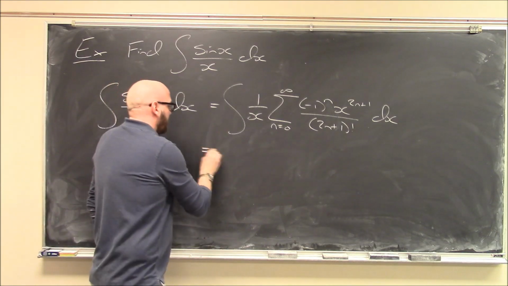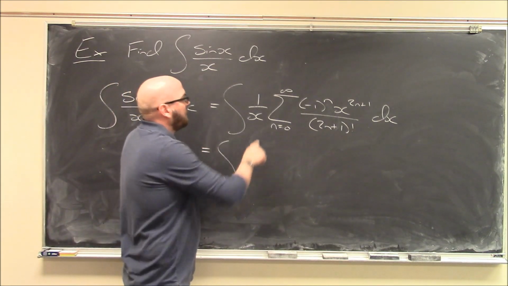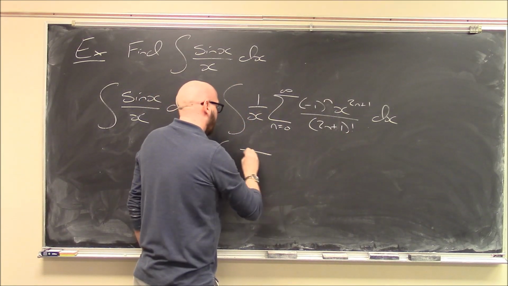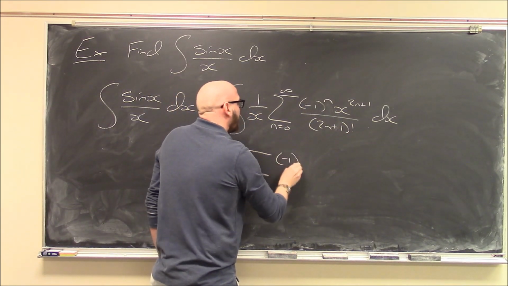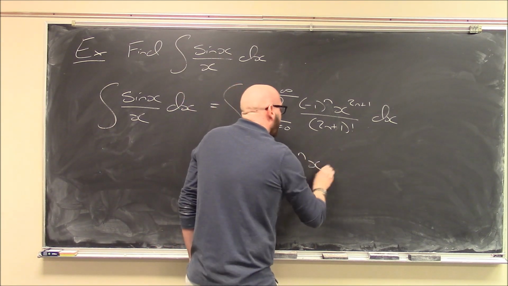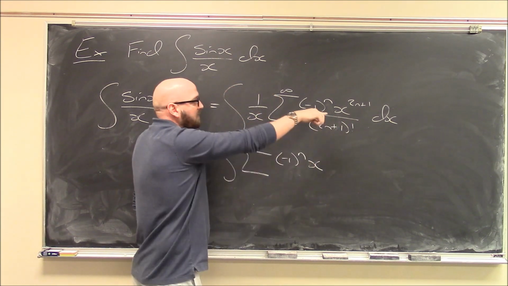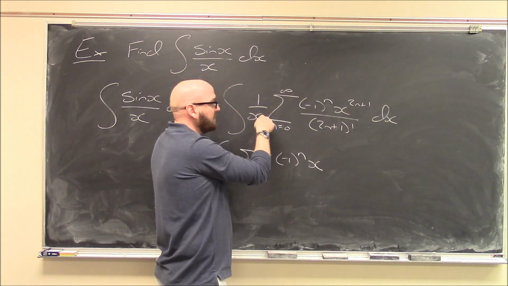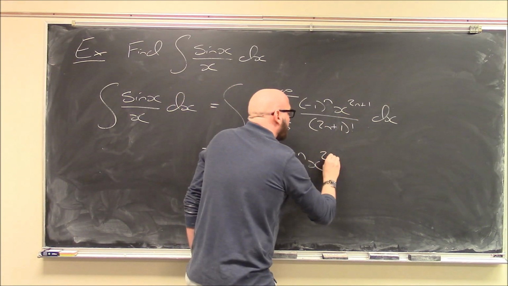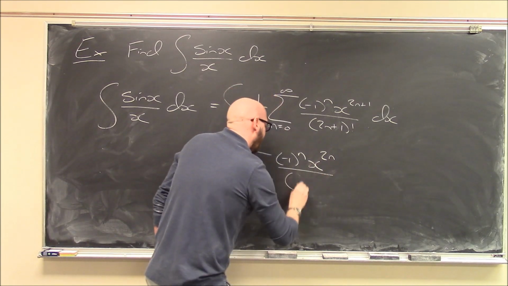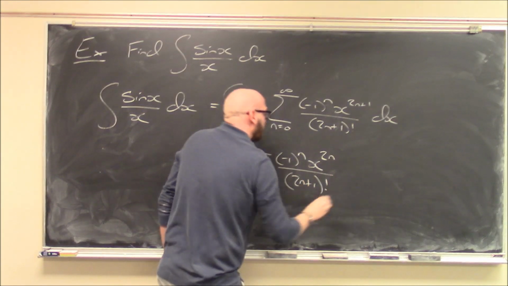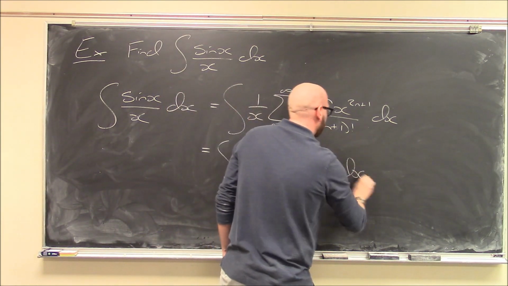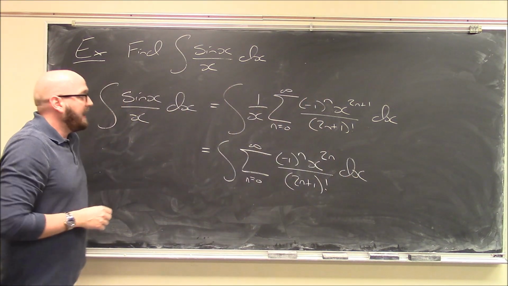Okay, still not in a form that I can work with, but all I have to do here to deal with this 1 over x term is bring it inside. So this would be the sum of minus 1 to the n, x to the, if I divide by x, I'm subtracting 1 from my power of x on the inside, because this is x to the minus 1. So this is just x to the 2n over 2n plus 1 factorial. And now I want to integrate this.